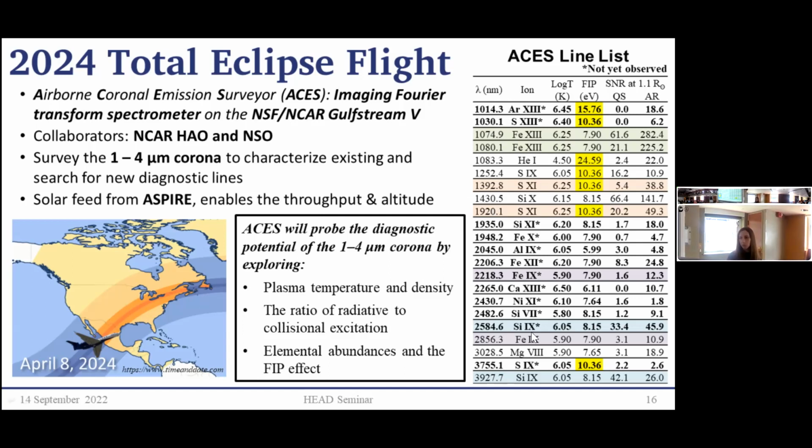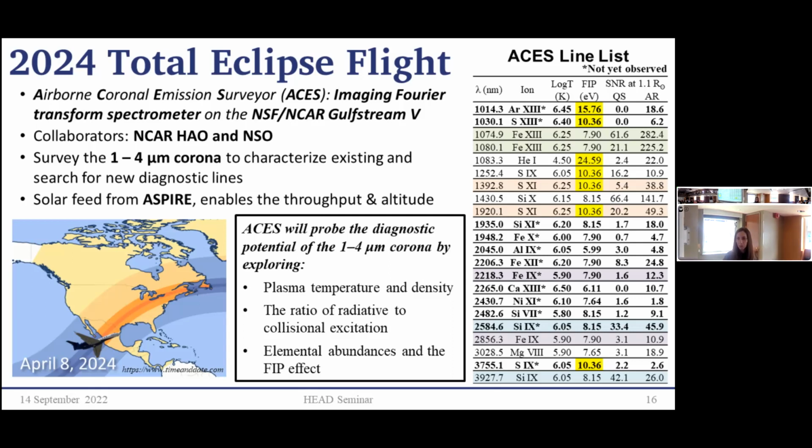We've predicted that we have a reasonable shot at seeing all of these lines, that they all should be bright enough. But you can see that a lot of them, the ones in bold, have actually never been seen before. And so we're not really sure what their intensities will be. That's one of the reasons we're doing this. ACES is going to open the 1 to 4 micron corona from above the atmosphere to allow us to characterize that wavelength region, because pretty limited measurements exist right now.